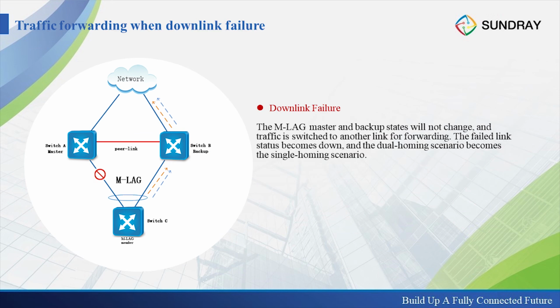For the traffic forwarding when the downlink fails, the MLAG master and backup states will not change, and the traffic is switched to another link for forwarding. The failed link status becomes down, and the dual-homing scenario becomes a single-homing scenario.